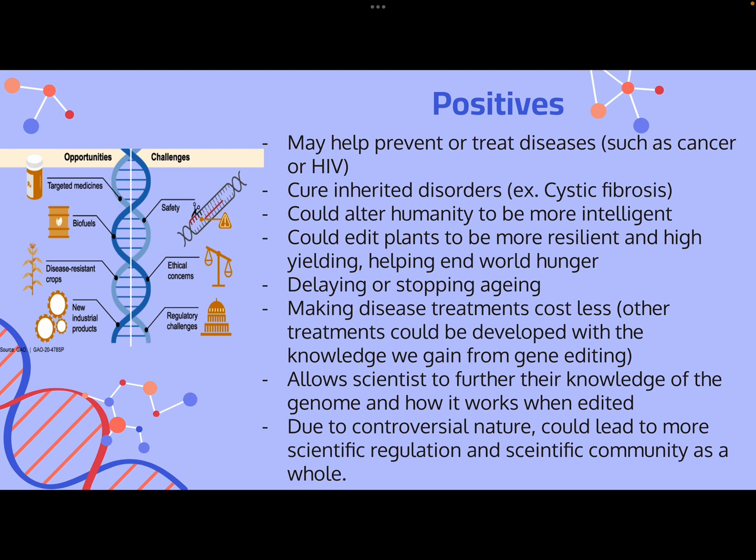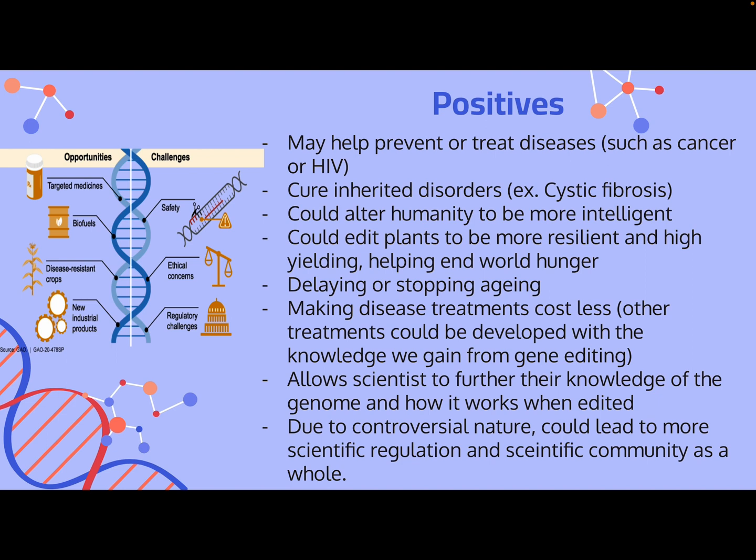Some positives of gene editing are that it can help prevent and treat diseases, as I touched on earlier, and cure genetic disorders. We could even alter humanity to be more intelligent. As well, we could edit plants to be more resilient and produce more, so this could help end famine. As I touched on with the mice, we could start delaying or stopping aging.